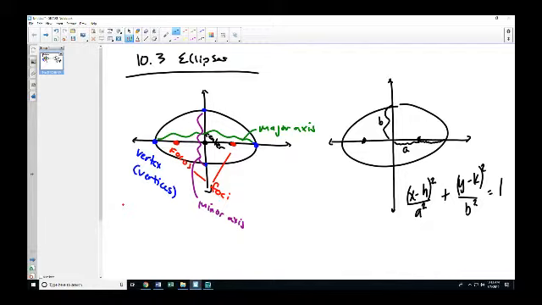Okay, and then C is that distance there from the center to the focus. You can relate those. And then the center is still H and K. Well, that should do it.